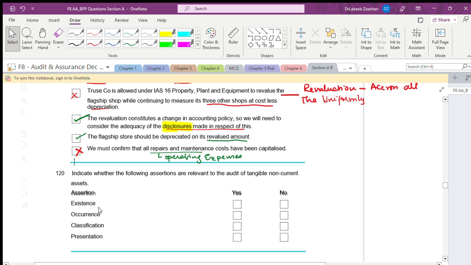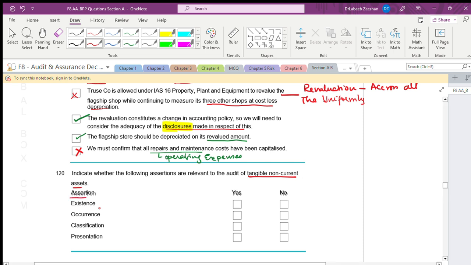Indicate which of the following assertions. See, when you do the things, you focus on the assertions. This is one of the areas where we are covering a most important and significant topic which is going to be covered in the examination. State whether the following is relevant to the audit of tangible non-current assets. Is it right?